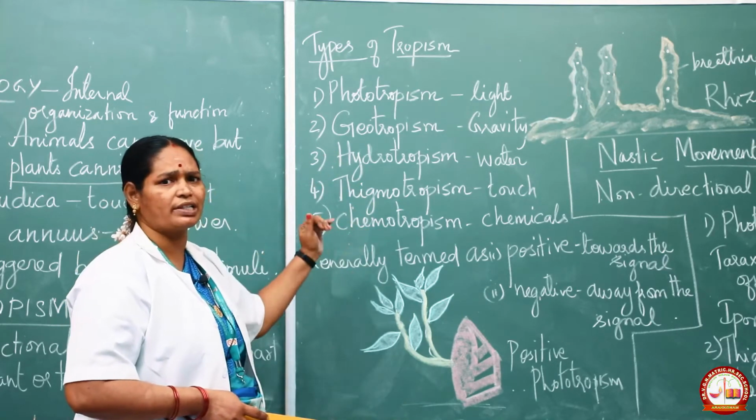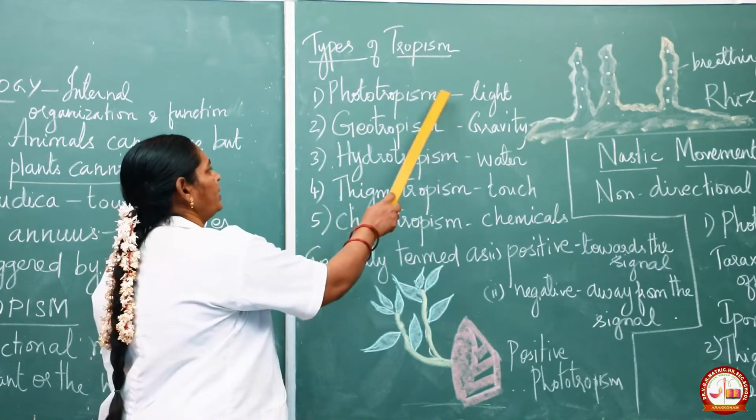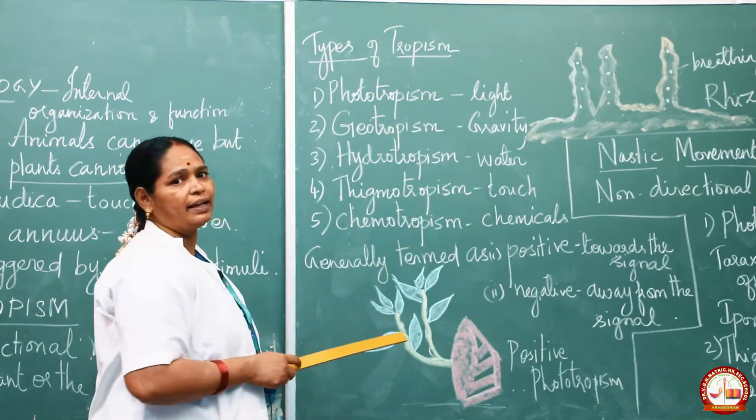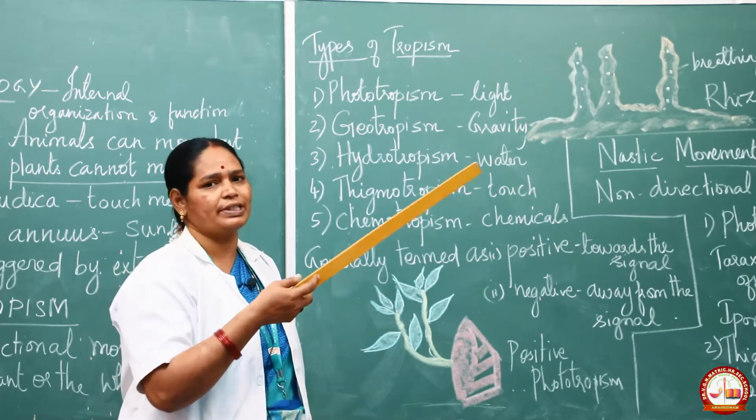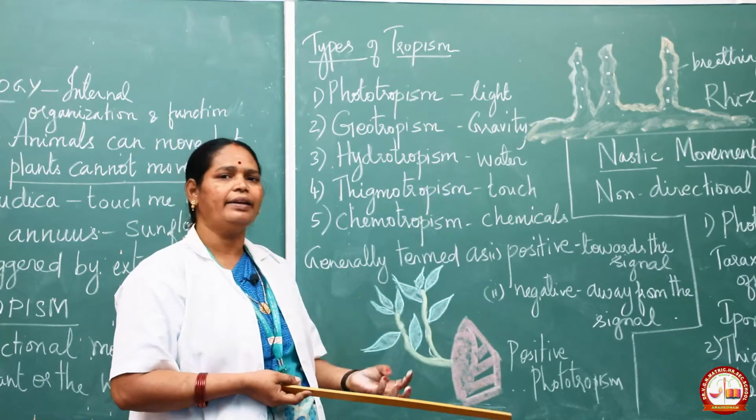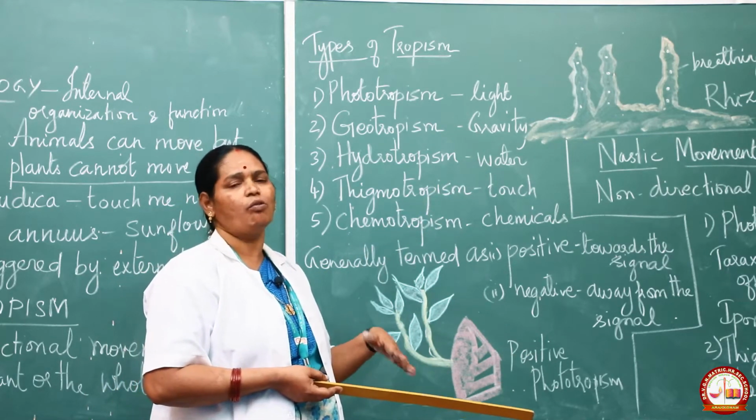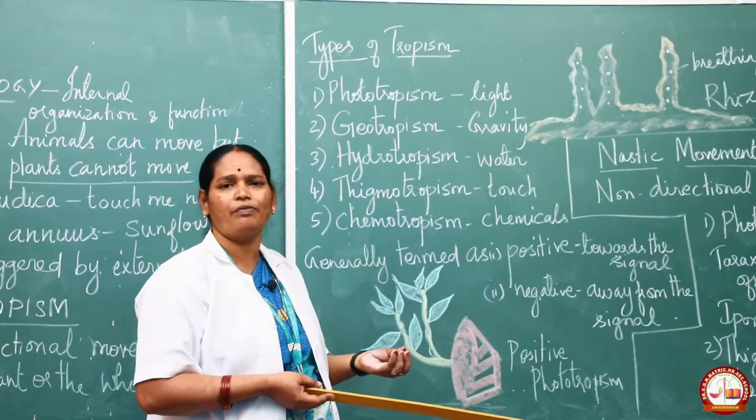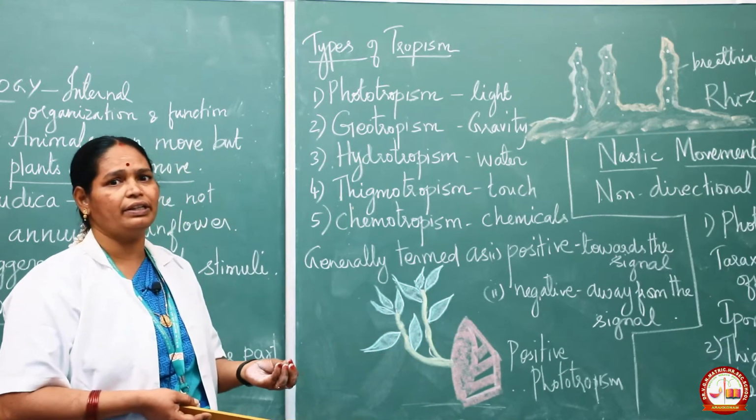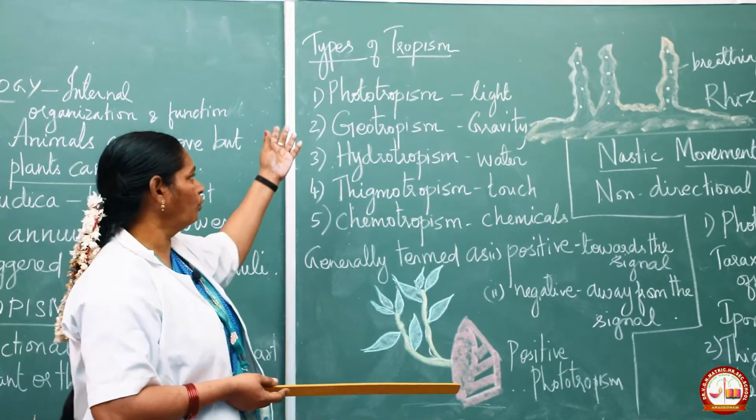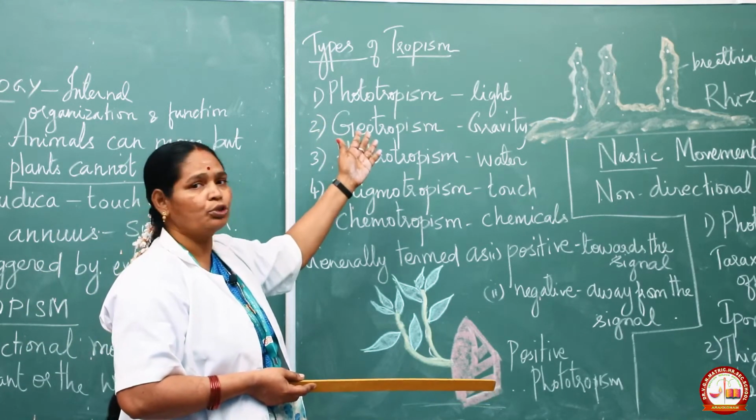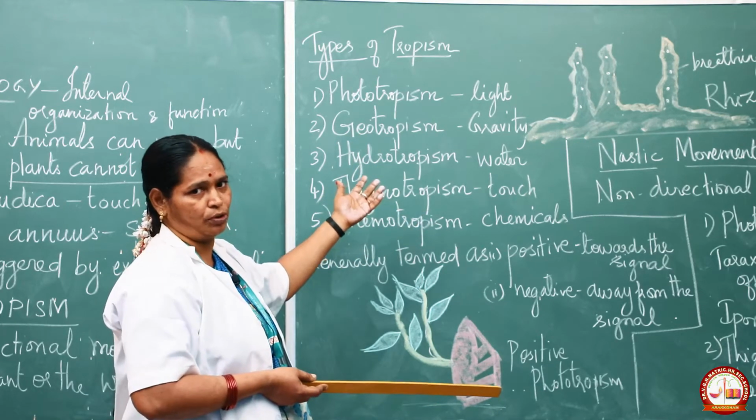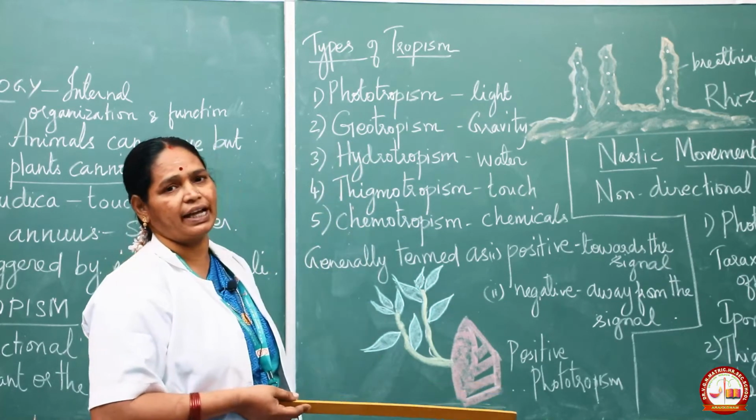What do these words refer to? Photo means light. The stem moves towards the light and receives the light and goes into the function of what? Photosynthesis and prepares its own food. Is it not? That's the thing we learned in our lower class. Phototropism is nothing but the movement of the plant part towards the light. Okay, phototropism. A very good example is the stem.